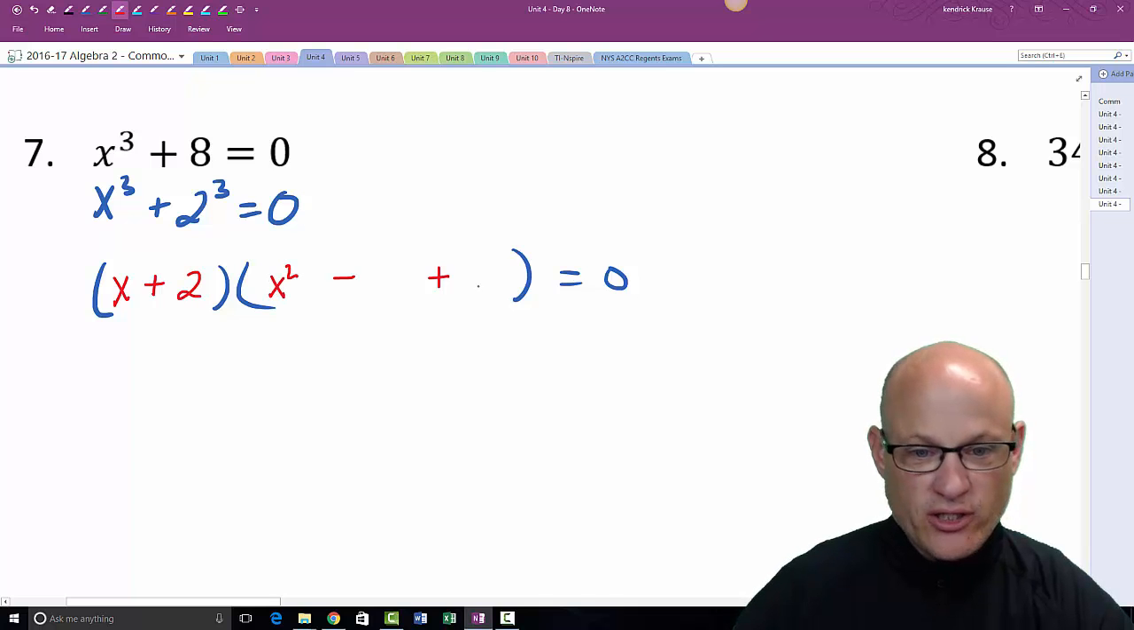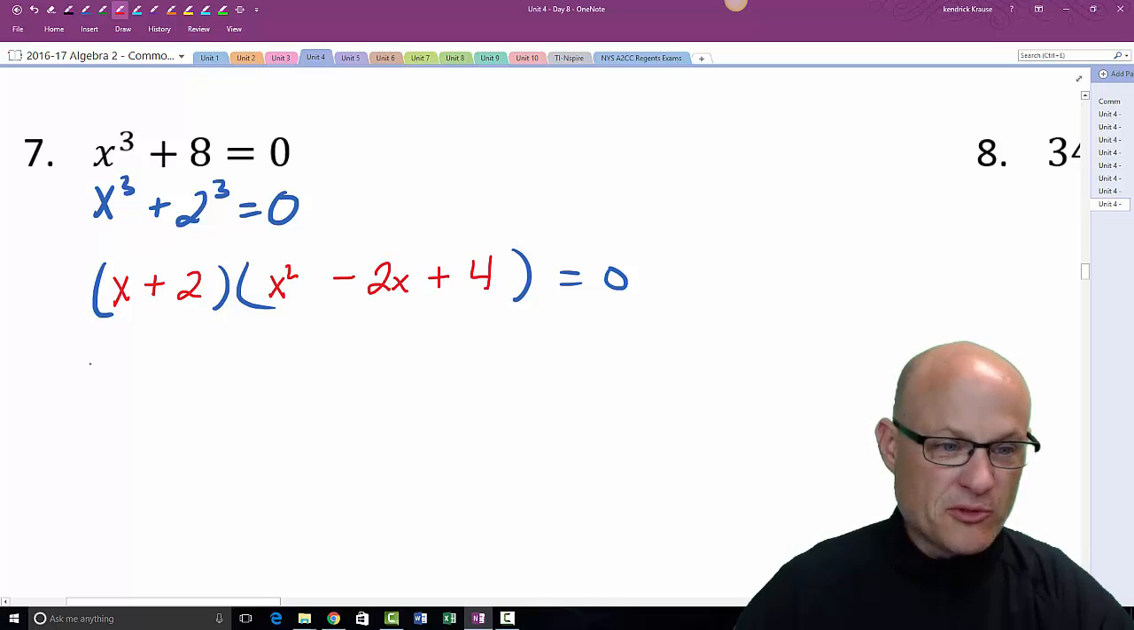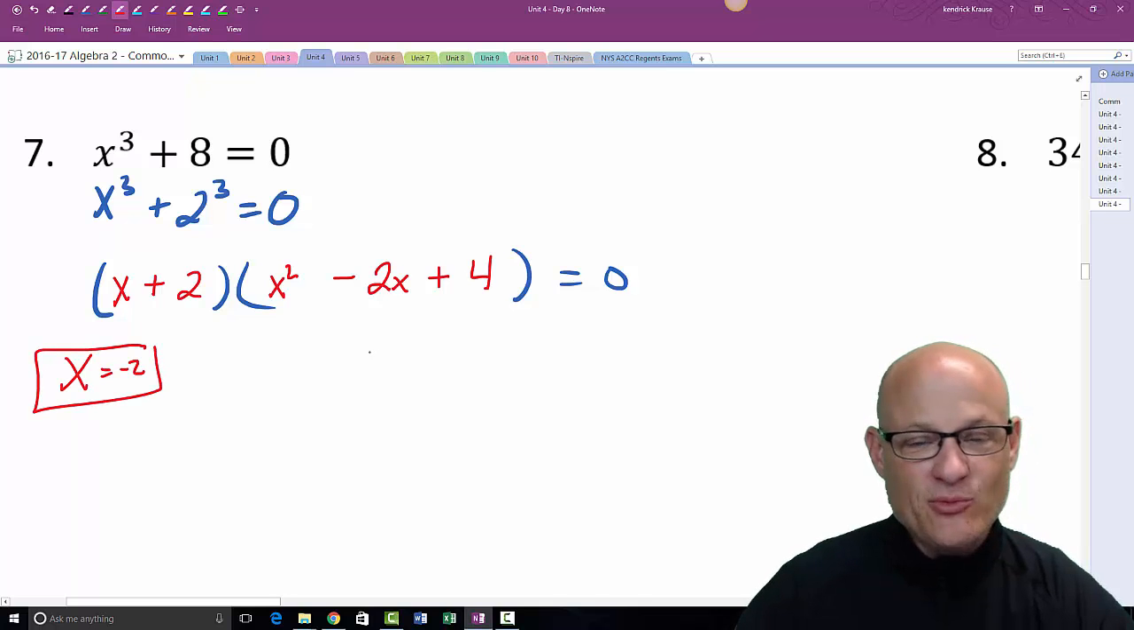The x and the 2 get dumped in here. The x squared goes here. The 2 squared goes here. And then in the middle is just the product of the 2, 2x. Well, this one's pretty easy. I just go x equals negative 2. Boom, done. This one, not so much. It's not factorable, but you still have to solve it.